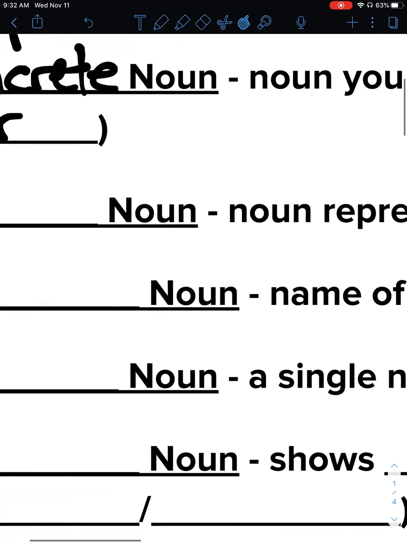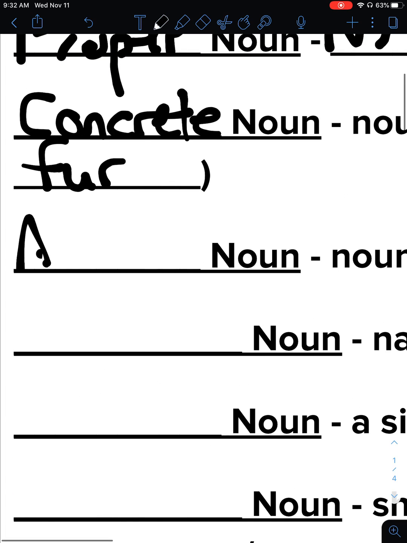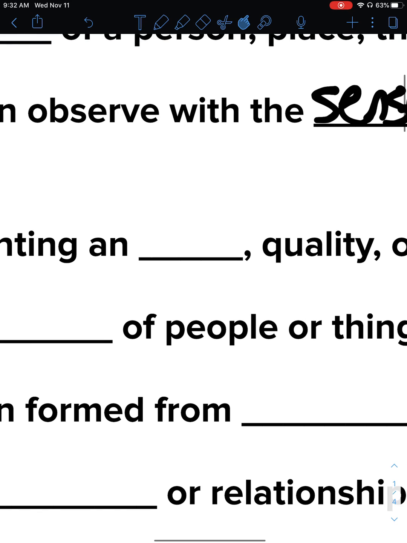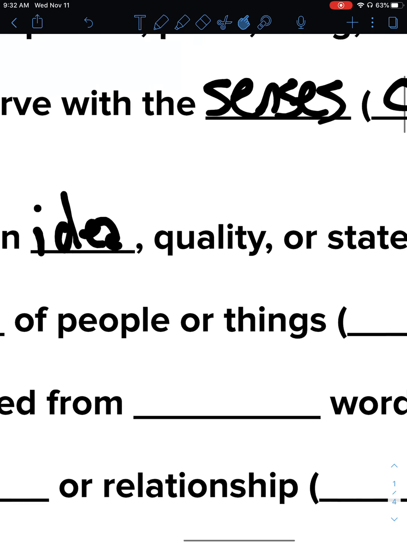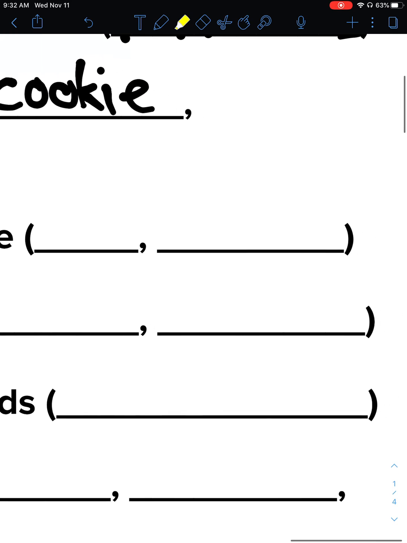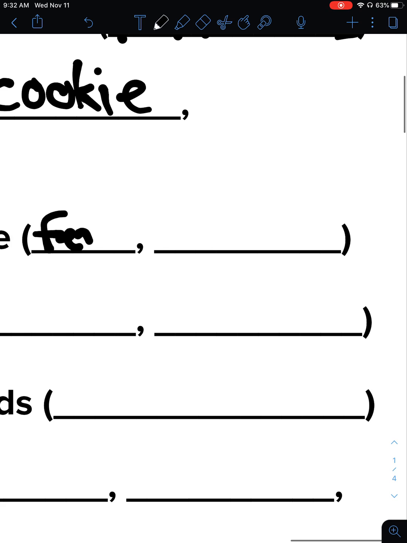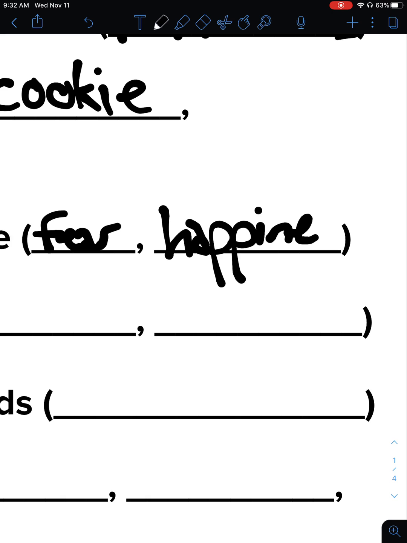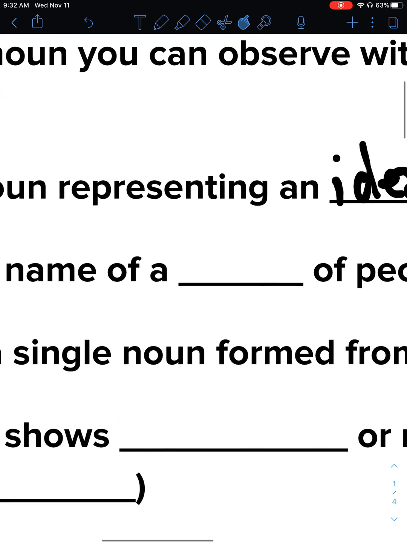Then, of course, the opposite of a concrete noun is what we call an abstract noun. And these are nouns that you can't touch, taste, smell, see, or hear. They're representing ideas or quality or a state of being. So one really good example of this is fear, or maybe happiness, or anger. These are all examples of abstract nouns, okay?